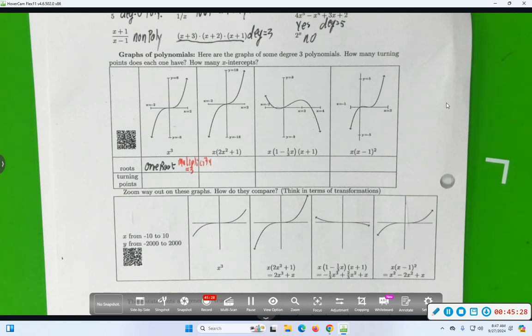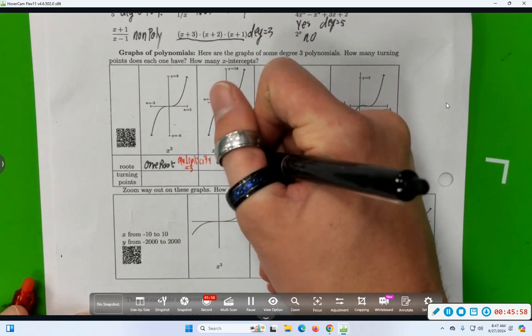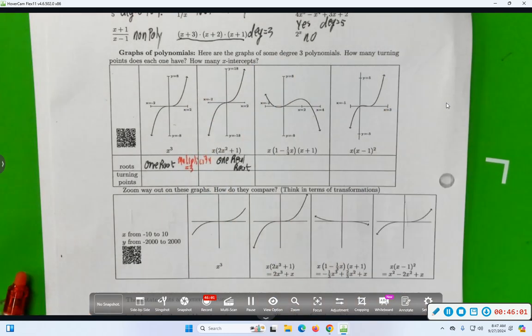This next function, x times 2x squared plus 1. How many roots or x-intercepts does it seem to have? Still just the 1. But it's a different sort of looking root. It looks like it crashes straight through the x-axis instead of slowing down and resuming on its way. So this one has just 1 root of multiplicity 1.